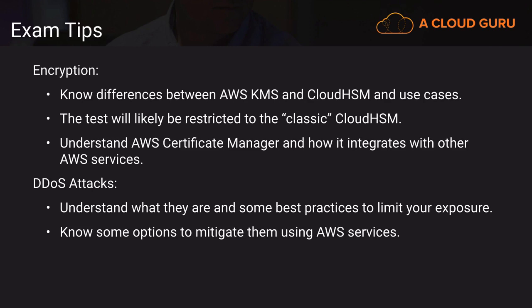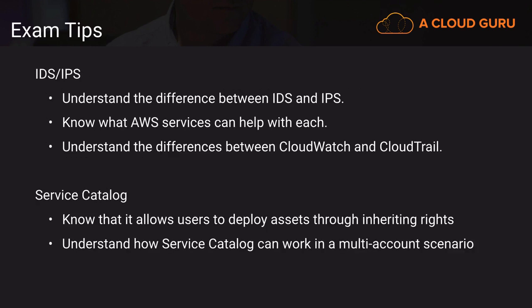Now, for distributed denial of service attacks, you should understand what they are and some best practices to limit your exposure. Plus, you should also know what services AWS has to help try to mitigate the damage that they cause. For intruder detection and intruder prevention, you should understand the difference between IDS and IPS systems and know what AWS services can help. And most definitely, you should know the difference between CloudWatch and CloudTrail.